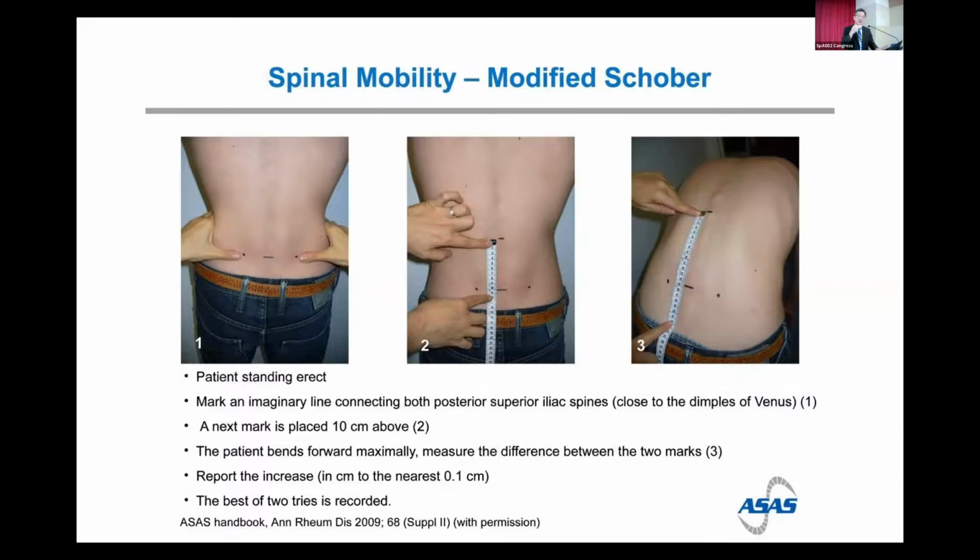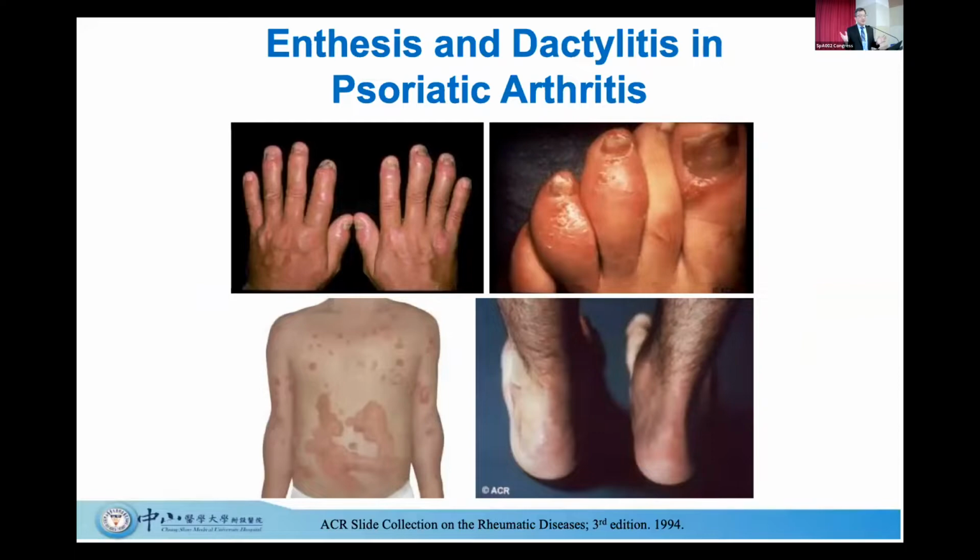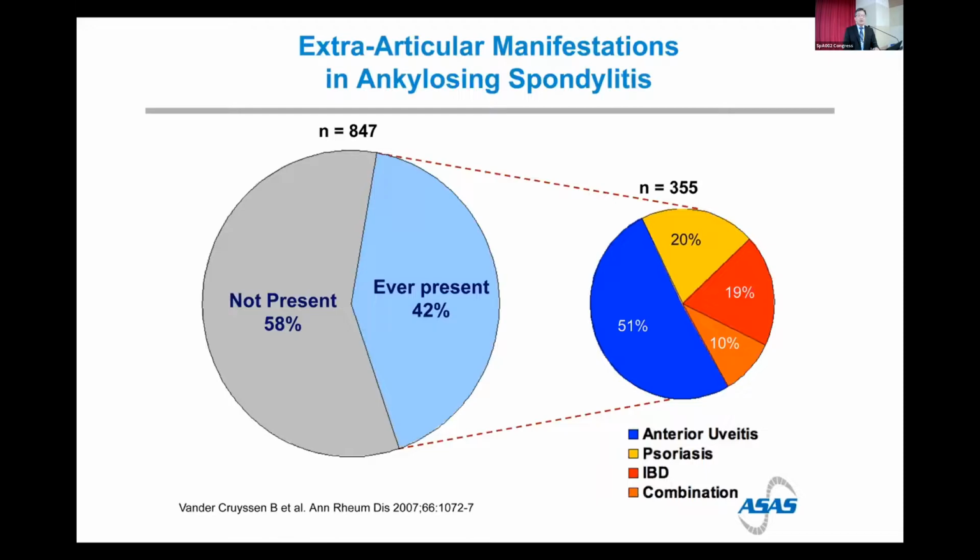Then you should do some examination over peripheral joints and entheses. As Daphna showed, the PsA patients have more peripheral manifestations like enthesitis over the Achilles tendon and also dactylitis over your fingers or toes. And these are typical, and maybe up to 40% of them have peripheral manifestations. So be careful about the EAM, that is extra-articular manifestations, because if you don't ask, the patient won't tell you, okay? But actually it's also due to SPA. So most of them have uveitis and then psoriasis and even IBD and even a combination of those symptoms.